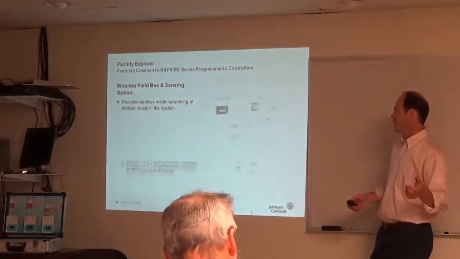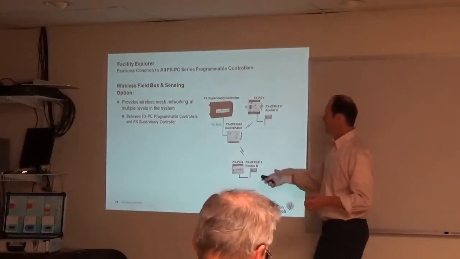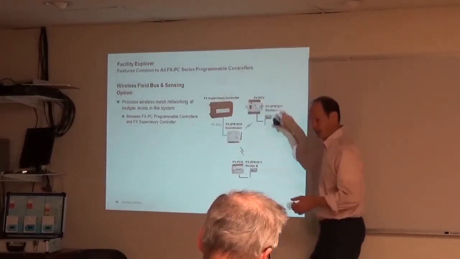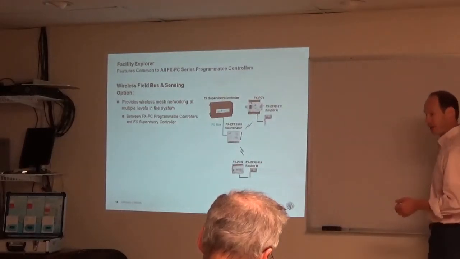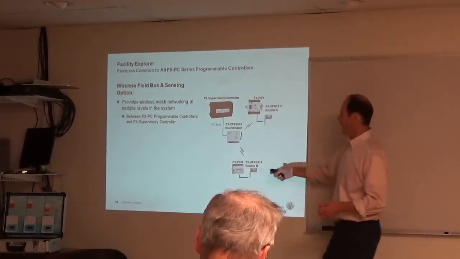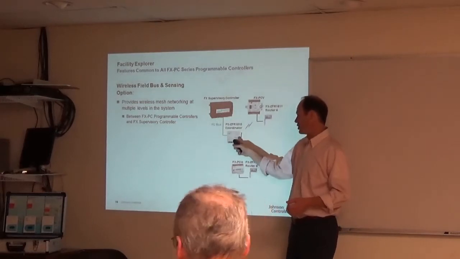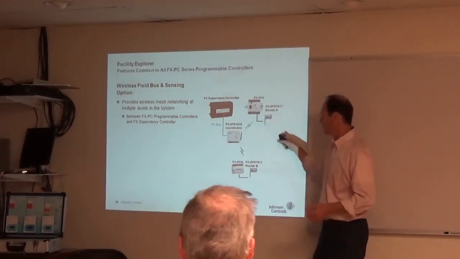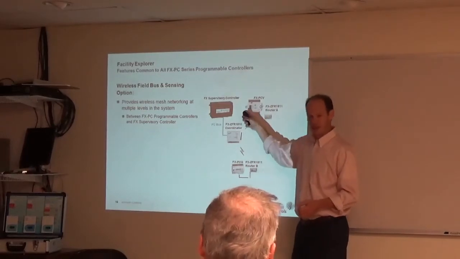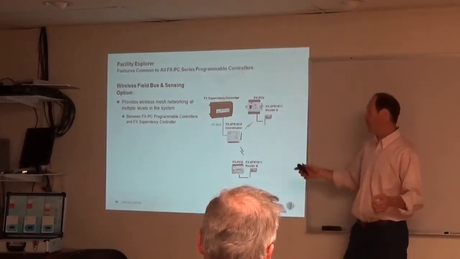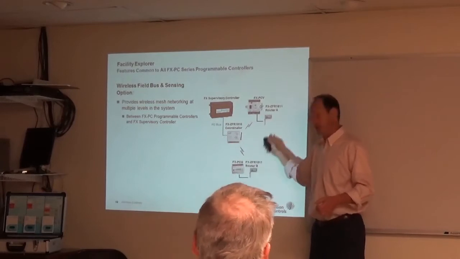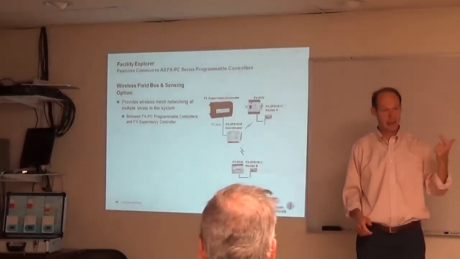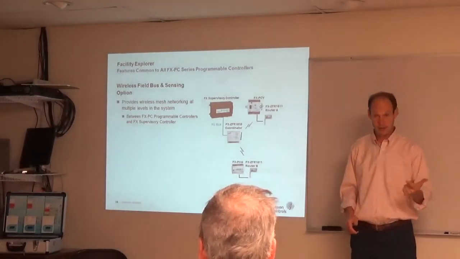Wireless field bus sensing, that's an option. So now I've got a supervisory controller. And normally I have a daisy chain going from device to device to device. In the wireless sensor option, the only thing I wire to the supervisory device is a coordinator. And this guy can handle up to 35 devices out here. So that means I'm eliminating sensor bus wiring, and I'm eliminating communication bus wiring.